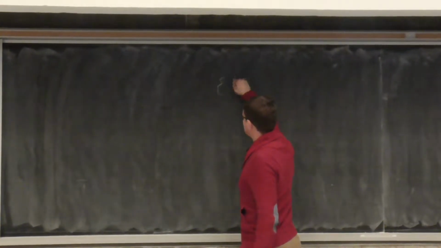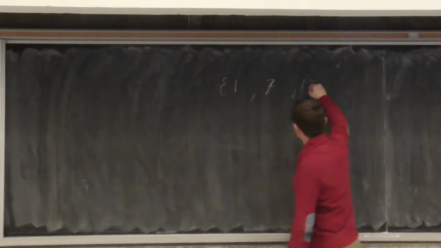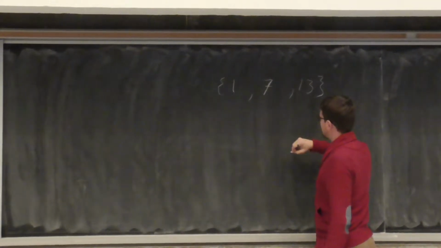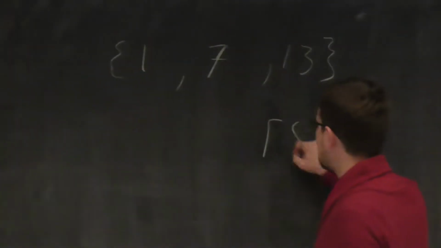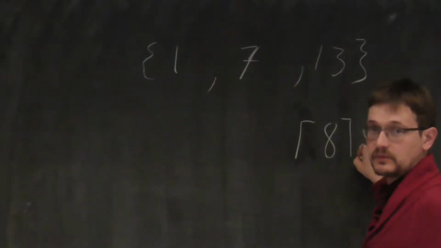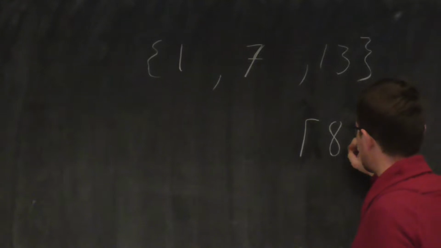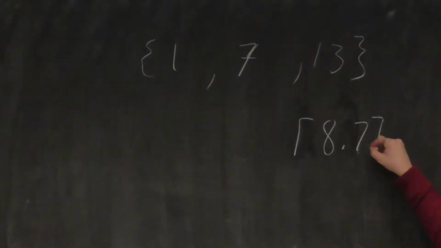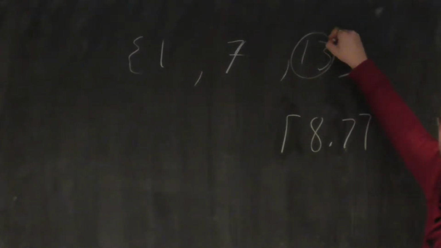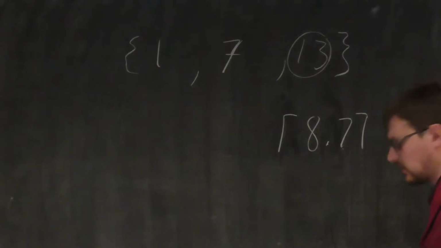If the keys in our symbol table are like 1, 7, and 13, then the ceiling of 8 is a valid operation here. It doesn't return, or like even the ceiling of 8.7, it still will pick this guy out. Does that make sense? Okay, good.